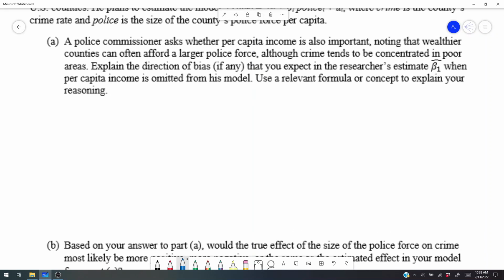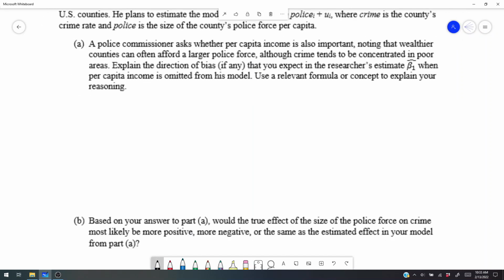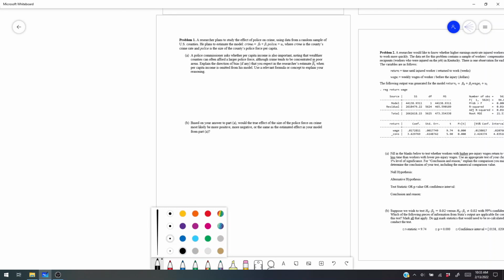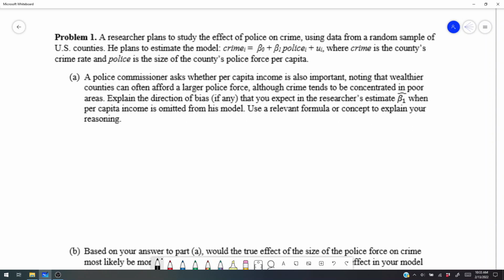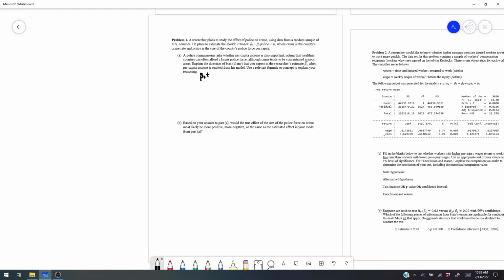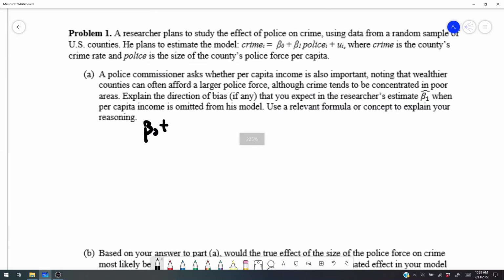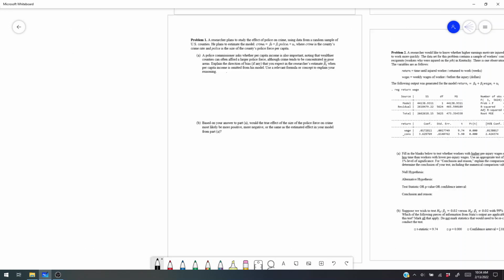Now, here's what you could have done. You could have estimated a model like, say, for instance, beta 0 is equal to, let's make that smaller. That's a big fat coefficient. All right. You could have estimated something like crime.